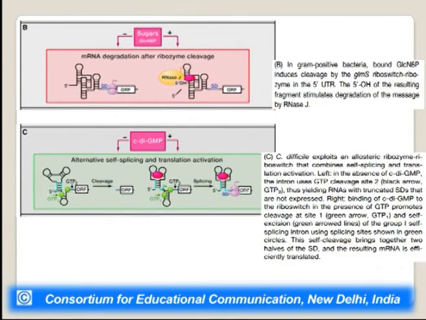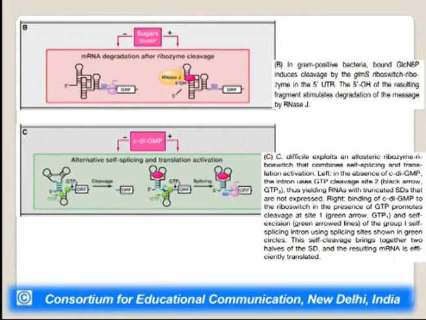Another mechanism by which the c-di-GMP regulates the gene control in, for example, Clostridium difficile is also shown. They do so by alternative self-splicing and translation activation. So, C. difficile exploits an allosteric ribozyme riboswitch that combines self-splicing and translation activation. In the absence of c-di-GMP, the intron uses GTP cleavage site 2, thus yielding RNAs with truncated SDs that are not expressed. So, in the default state, the gene expression is off.